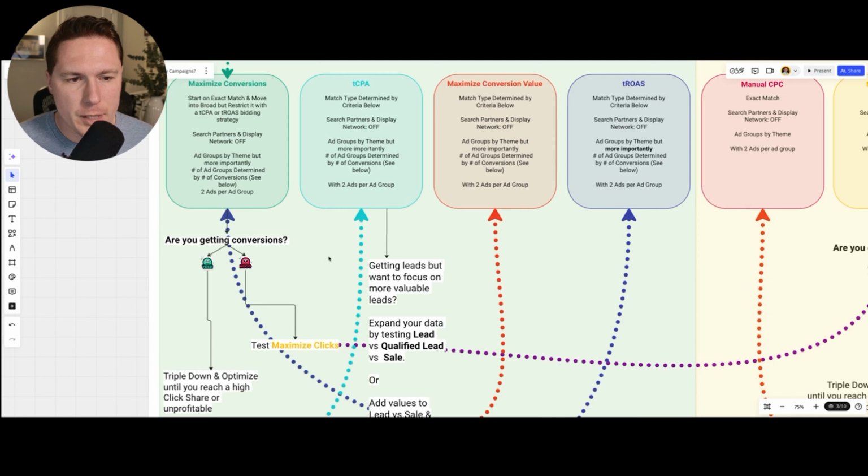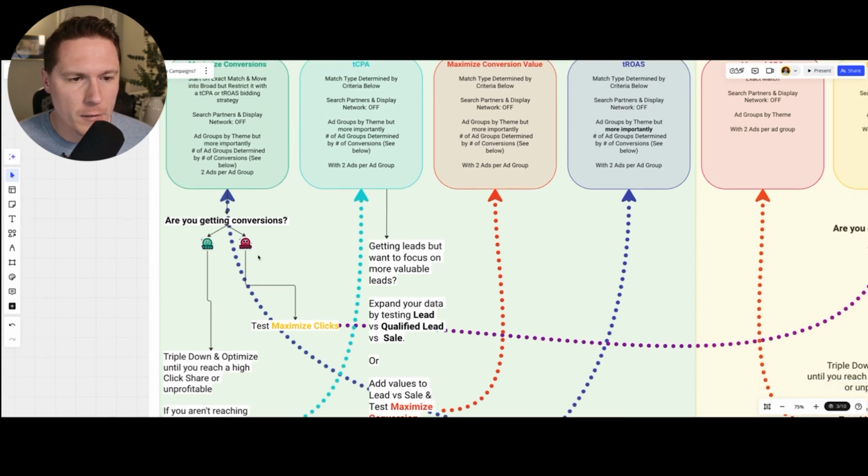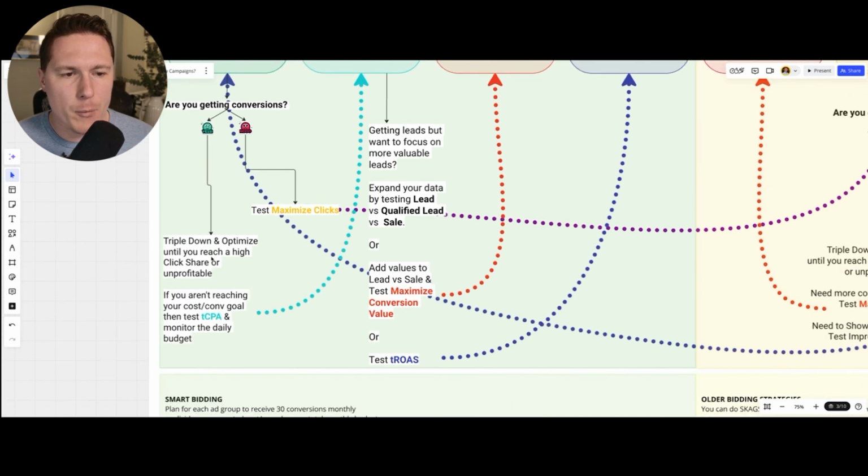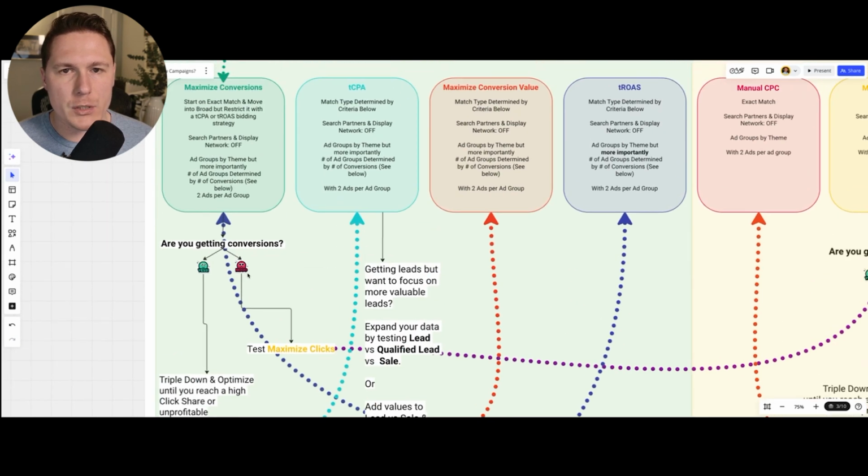So let's just say from a scenario standpoint, you're getting conversions. And at that point, then triple down and optimize until you reach a high click share or you're unprofitable. Now, if you're seeing a lot of fluctuations within the performance of the campaign, just make sure that you're not touching the campaign, you're letting it run. Oftentimes, people are trying to optimize these campaigns every day, and that's a major mistake when it comes to maximize conversions, tCPA, maximize conversion value, and tROAS.